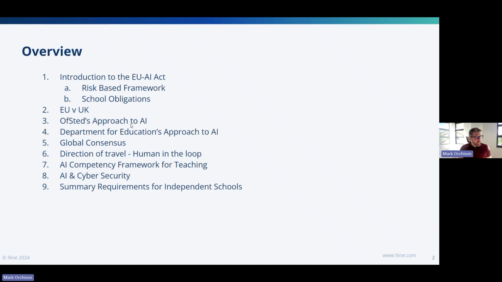I thought it was worthwhile also just touching upon Ofsted's approach to AI, looking at what the Department for Education is saying, and the global consensus in the use of AI, the direction of travel. There's a theme called human in the loop, which is basically, are teachers responsible for policing the use of AI in the classroom? And then we'll touch upon the UNESCO AI competency framework for teachers. So quite a few things to go through.